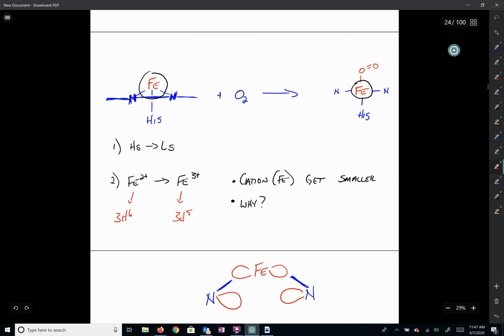Now we have to answer the how. One theory is that as we go from Fe2+ to Fe3+, our cation is going to shrink in diameter, and so then it can fit into the plane of the porphyrin. Okay, that seems logical, but there are some problems with this. Iron 3+ has some solubility problems. It has reactivity problems. This may or may not be that good of a theory.